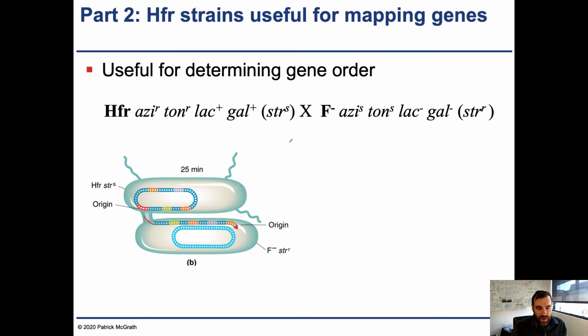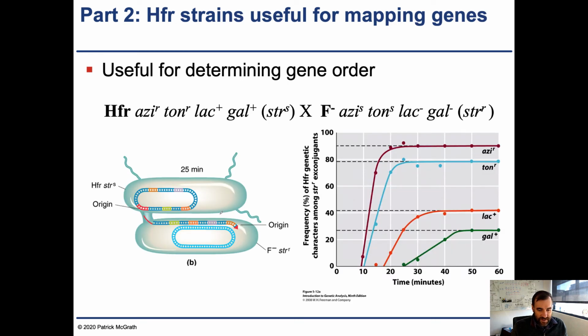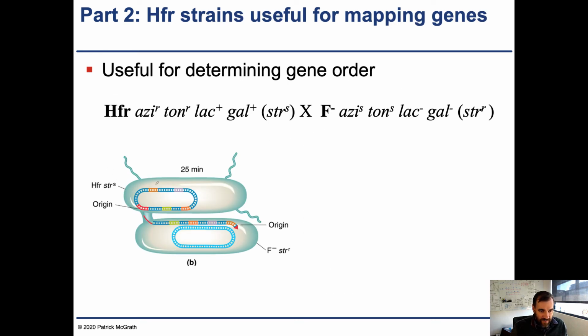And so the idea behind that is that you have this Hfr strain. This Hfr strain has the plasmid right here, and you allow it to start conjugation. So the DNA that gets transferred, oops, sorry, I think I drew this incorrectly. Sorry, this was correct, sorry.